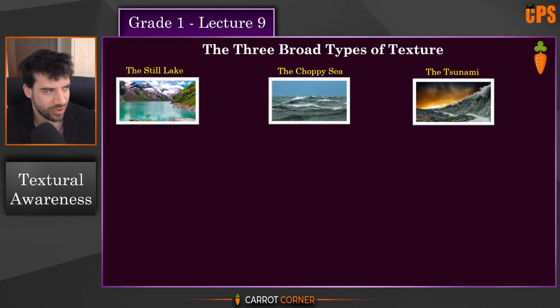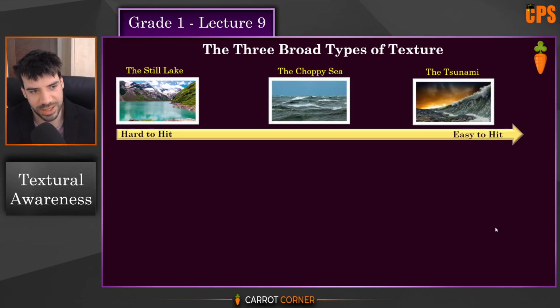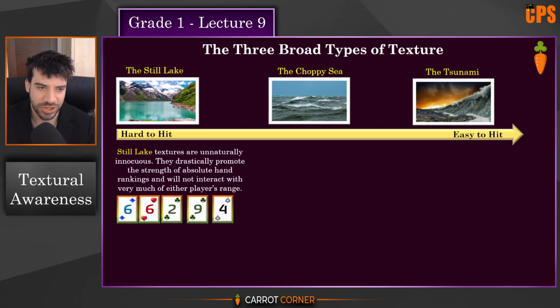Whereas when it's wet and crazy, that's not really going to be the case. Still lake is hard to hit. The tsunami is really easy to hit. Still lake textures are unnaturally innocuous. They drastically promote the strength of absolute hand rankings and will not interact with very much of either player's range, or you could say because they don't interact with much of either player's range, that's why they're going to promote hand rankings in objective terms.